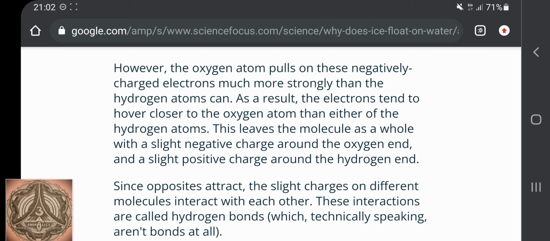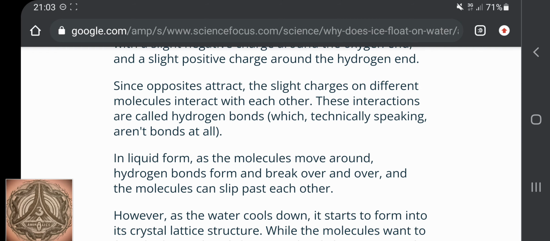No math included in this explanation, just as a side note. As a result, the electrons tend to hover closer to the oxygen atom than either of the hydrogen atoms. This leaves the molecules as a whole with a slight negative charge around the oxygen end and a slight positive charge around the hydrogen end. Since opposites attract, the slight charges on different molecules interact with each other. These interactions are called hydrogen bonds, which technically speaking aren't bonds at all.